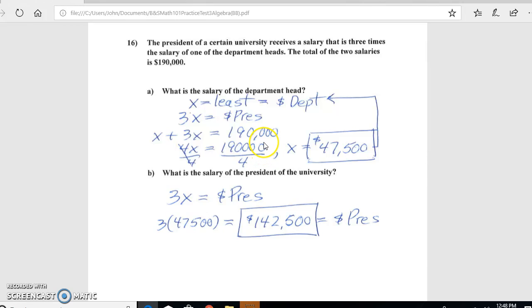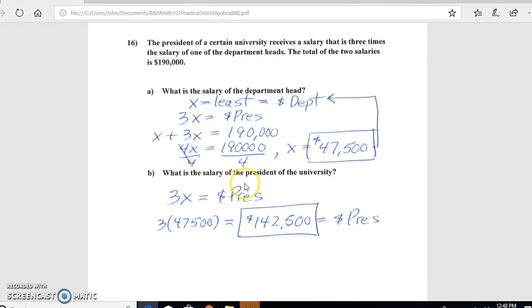And our last step is always to divide both sides of the equation by the number in front of the x, the 4. So I divide both sides by 4. The 4's cancel, and x is equal to 190,000 divided by 4, which is going to be 47,500. So x is equal to this amount, and we made x the salary of the department head in the beginning. And now I can go on to letter B.